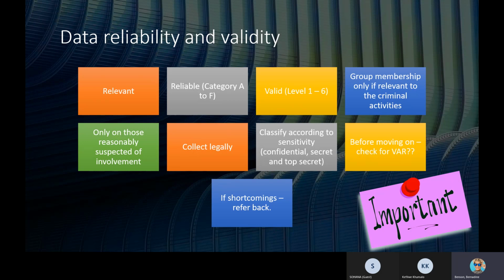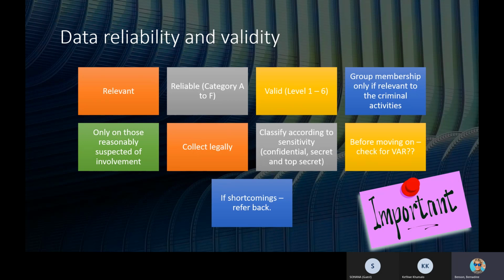Then the data must be valid. And again, there is a weighting of 1 to 6 for how valid this information or data is. From number 1, confirmed by an independent and reliable source, to number 6, it cannot be evaluated at all. It's a piece of paper we found lying on the ground. We can't ask anybody about it. We cannot weigh its validity.